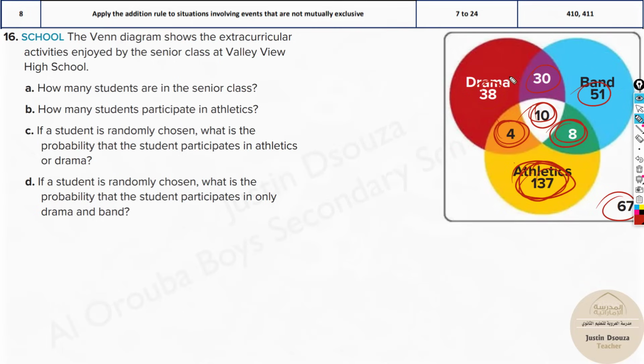Now here, athletics or drama, look, this "or" is very important. Now last one is "and". See, these two are important. Here, the formula would be probability of A plus probability of B minus probability of A intersection B, because this is not mutually exclusive. There are students who do athletics and drama, isn't it?